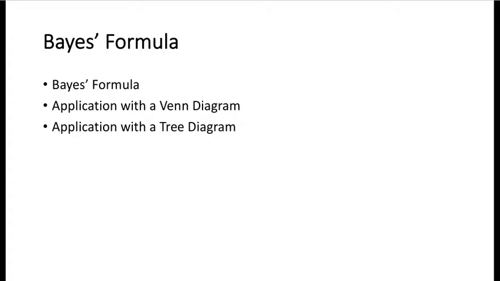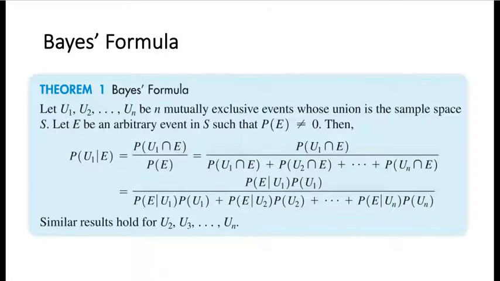All right, this next screen, I hope you're sitting down. It looks a little confusing, but here is Bayes' formula. Let's break this down so that this makes sense to you and you can understand this formula. So first of all, we have these events. Consider them U1, U2, all the way up to UN.